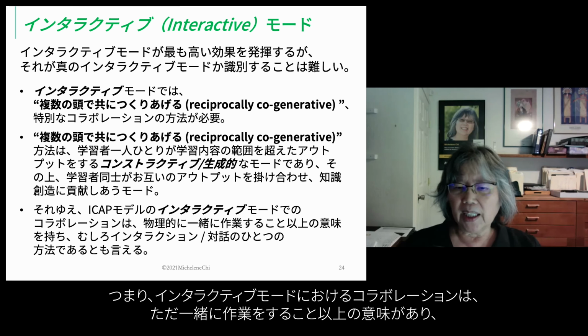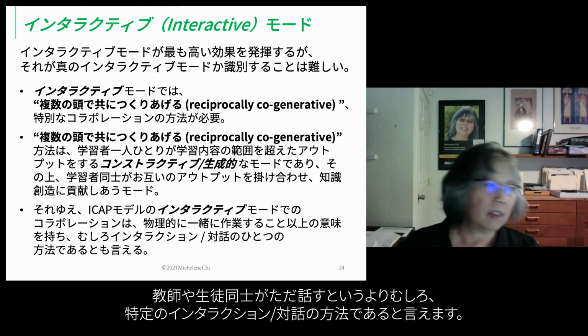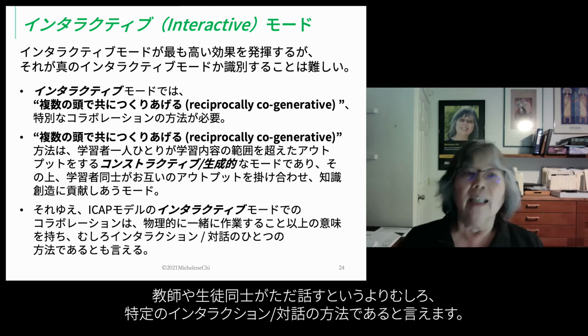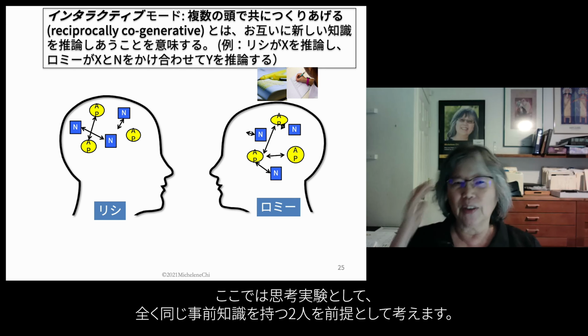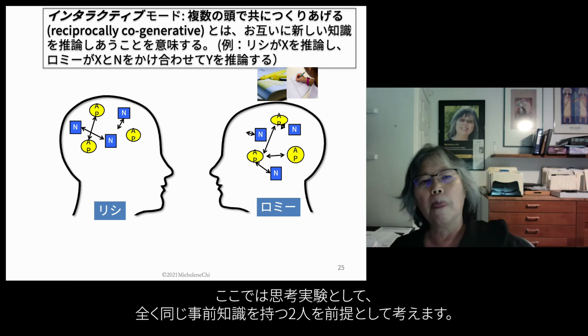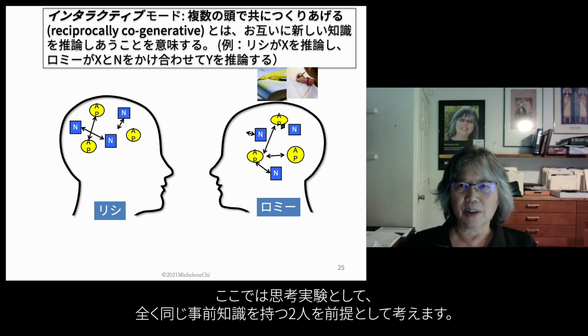So collaborating in this ICAP interactive mode means more than physically working together, which is how instructors usually give student instruction, just work together. Rather, it means a specific way of interacting, dialoguing. So let me give you an example. So now I even did it into an extreme case. So in these 2 people, they have exactly the same prior knowledge.